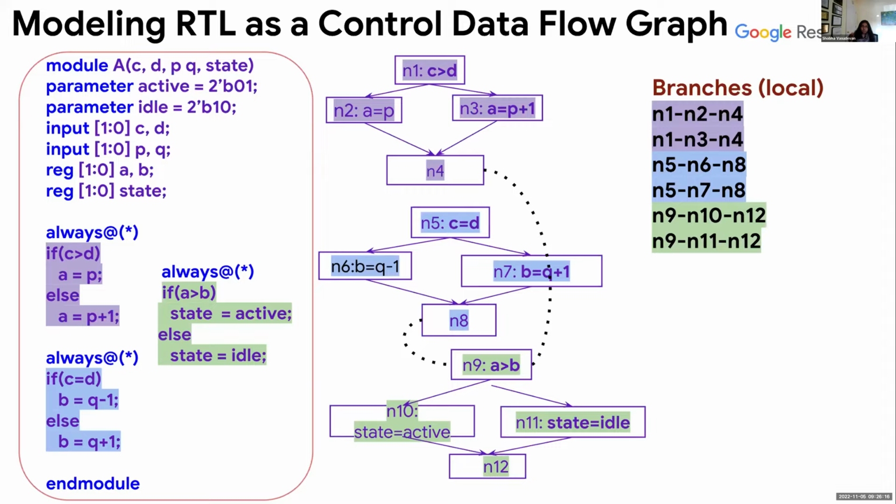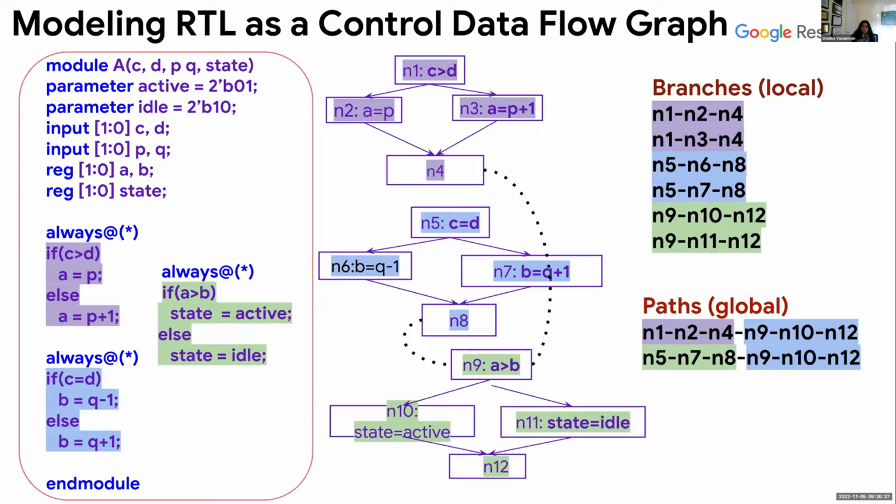In this case, it would be N1, N2, N4 in the first always block, N5, N6, N8 in the second, in the blue always block, and N9, N10, N12 in the third always block. So that's a branch, exactly what you would imagine in software.